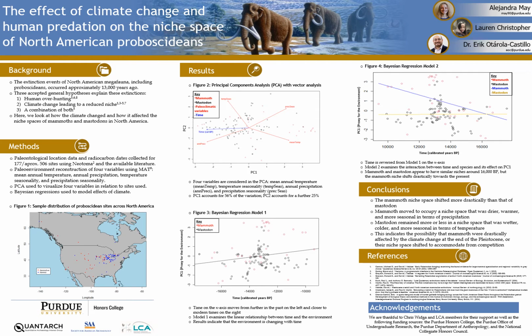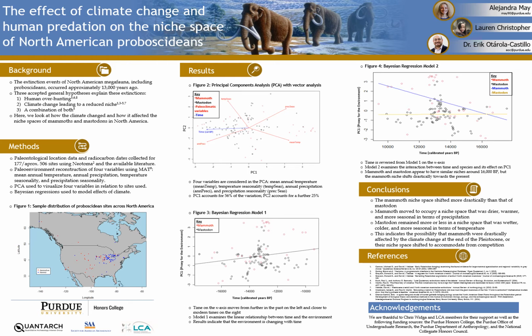However, when the mammoth niche space begins to shift upwards, it moves into a space with higher mean annual temperature and precipitation seasonality. Therefore, the mammoth niche appears to become drier, warmer, and more seasonal in terms of precipitation towards the end of the Pleistocene.